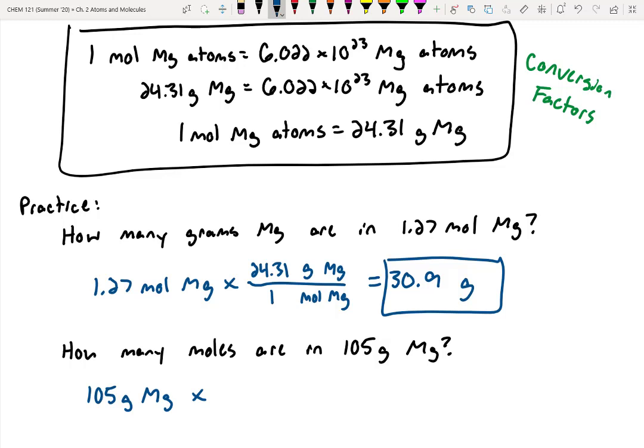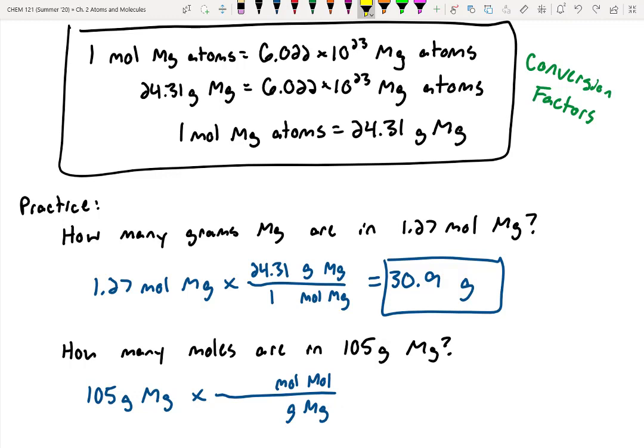I want to cancel out grams of magnesium, so I'm going to put that on the bottom. And we know that our target is going to be moles, so I'll put that on top, because when we do this, we're going to cancel out grams of magnesium and be left with the units of moles of magnesium, which is what we're trying to solve for. Okay, so let's go and look at our conversion factors.